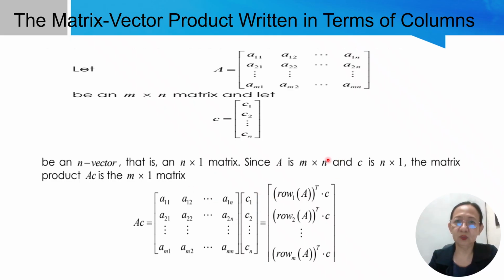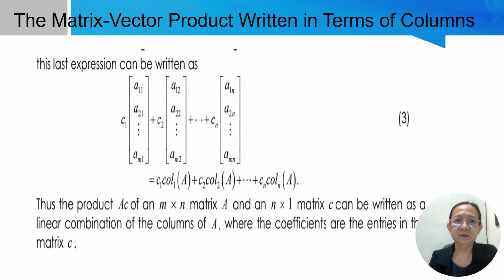Okay, so let us look then. The last expression can be written as C sub 1 times the first column of our matrix A, plus C sub 2 times the second column, until we reach the last column, and then we are going to add. So, thus, the product AC of an M by N matrix A and an N by 1 matrix C can be written as a linear combination of the columns of A, where the coefficients are the entries in the matrix C.